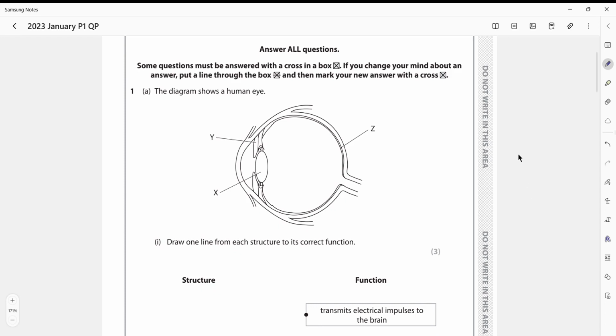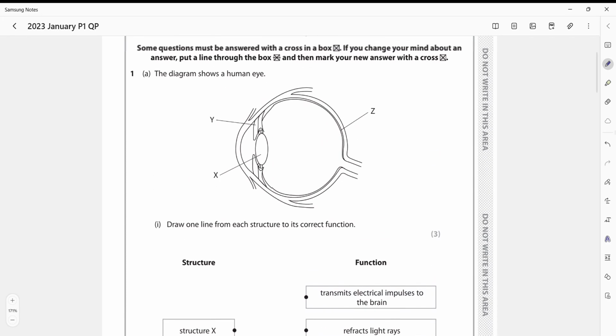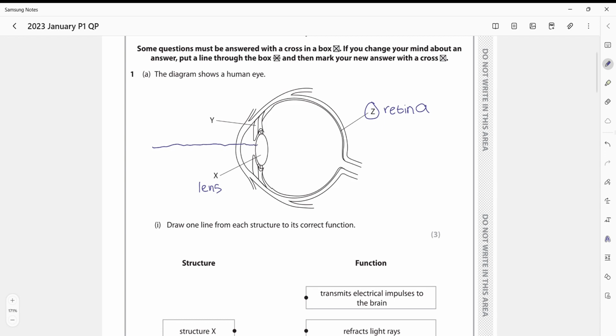Question 1. The diagram shows a human eye. Before we start matching up the structure to its function, we'll just go over the structures here. Over here, Z is the retina. The retina consists of light receptors that can detect light. Over here we have the lens. This helps refract light. If light is coming in here, the lens refracts the light so that it lands on the retina. And Y here is your iris.